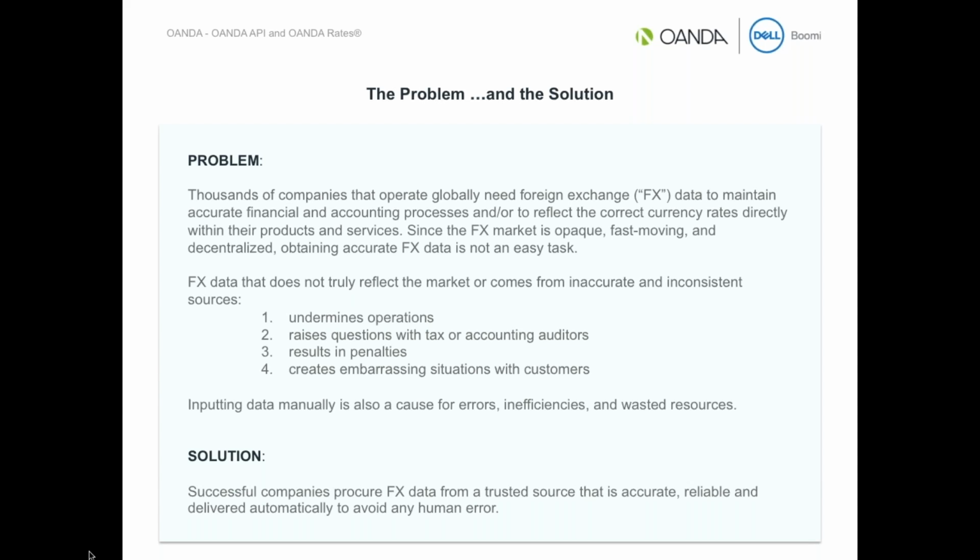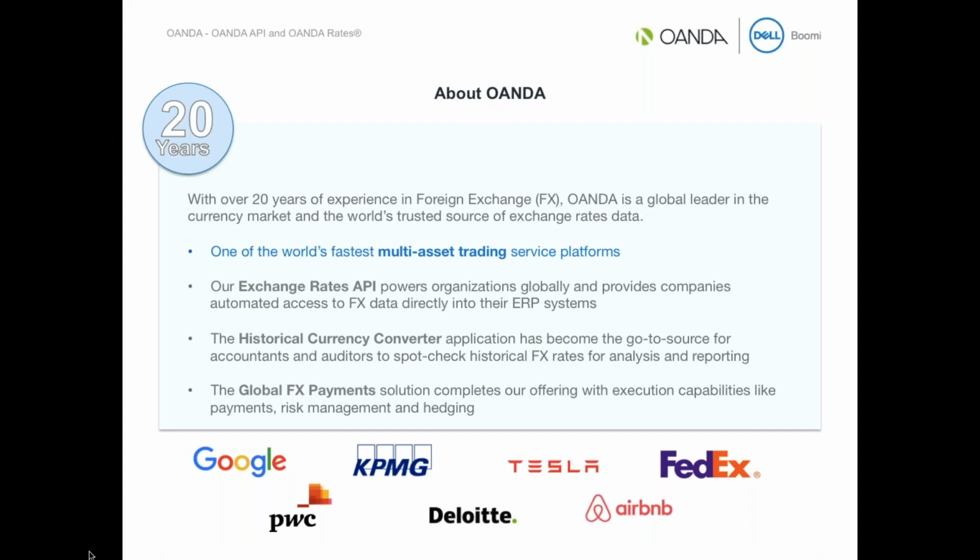And that's really where OANDA comes in. We are the ones that can provide this data. A little bit about OANDA. We have been around for over 20 years. The company's been focused on foreign exchange rates data as well as services. And if you've actually worked in finance, you're probably familiar with OANDA. You may have been to our website to download a currency exchange rate. You potentially could have utilized our foreign exchange rates API to automate your FX data into your systems.